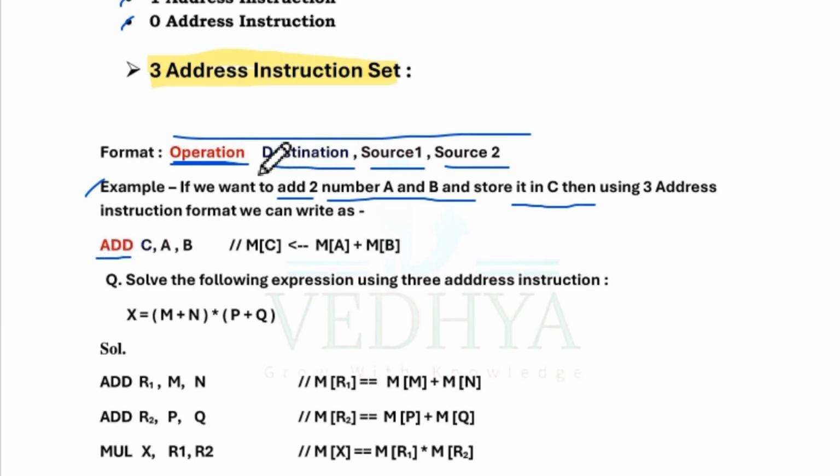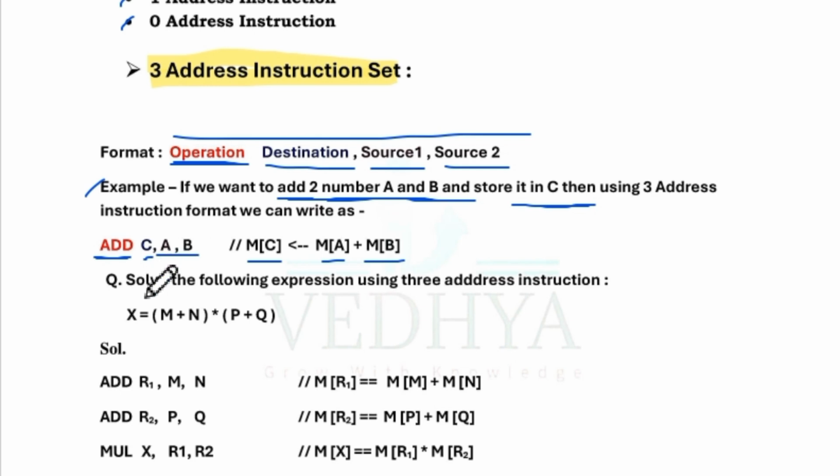Then the destination, where the number is stored, is C. Then which two numbers? The A and B numbers. So for adding two numbers using three address instruction, we write add C A B. That means M of A, M being an array, the Ath element of the M array and the Bth element of the M array are added and stored in the Cth element of the M array.